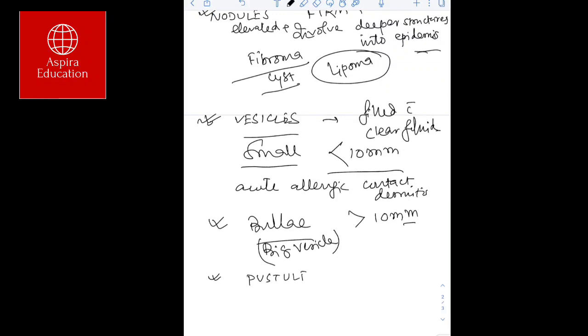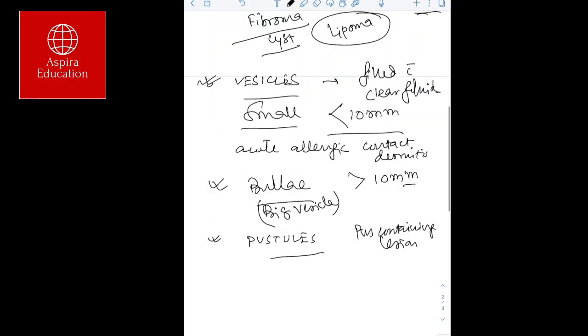Pustules. So what are pustules? Pustules are pus-containing lesions. Definitely in any insect bite we can find pustules. In chicken pox we can find pustules. Occasionally in herpetic lesions, some lesions may contain superimposed secondary bacterial infection and can be converted into pustules. So this can happen.